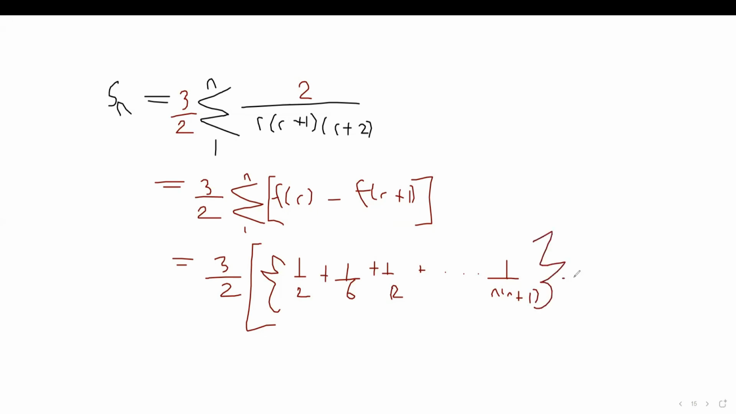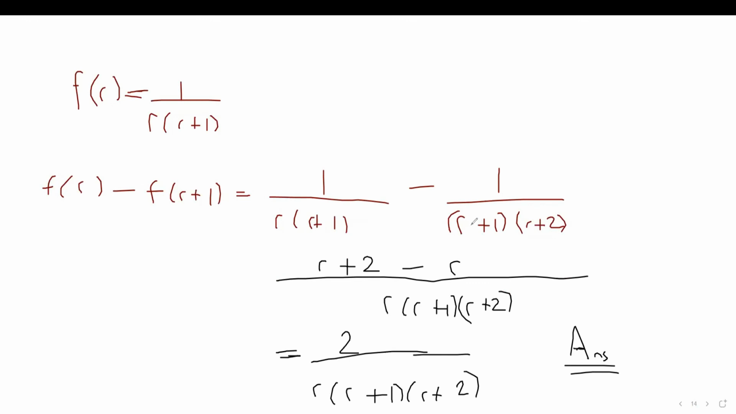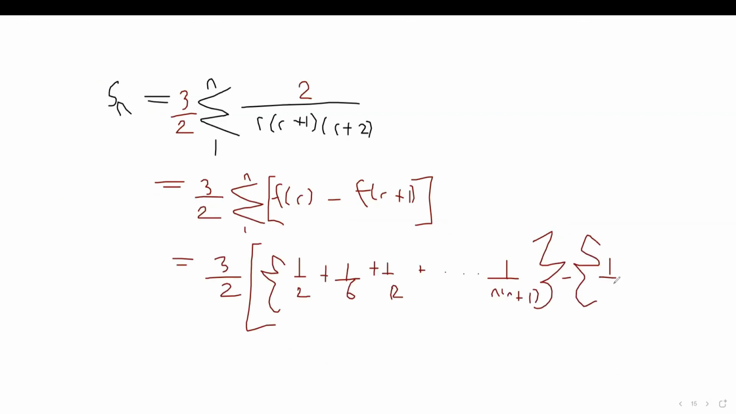Now we're subtracting on this side f of r plus 1. We're plugging in 1 in here. So when it is 1, 1 plus 1 is 2, 1 plus 2 is 3, 2 times 3 is 6. So this one starts with 1 over 6. The next one is going to be 1 over 12. It's going to continue till we plug in the last term, which is 1 over n plus 1 times n plus 2. So this is not bad at all.